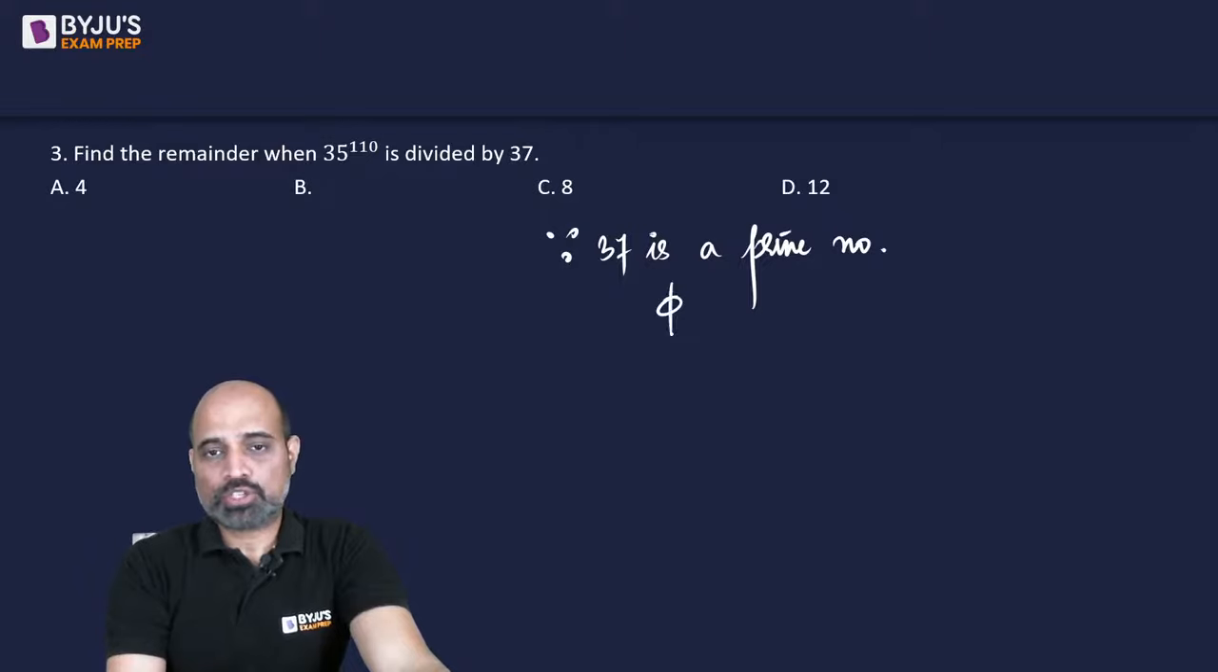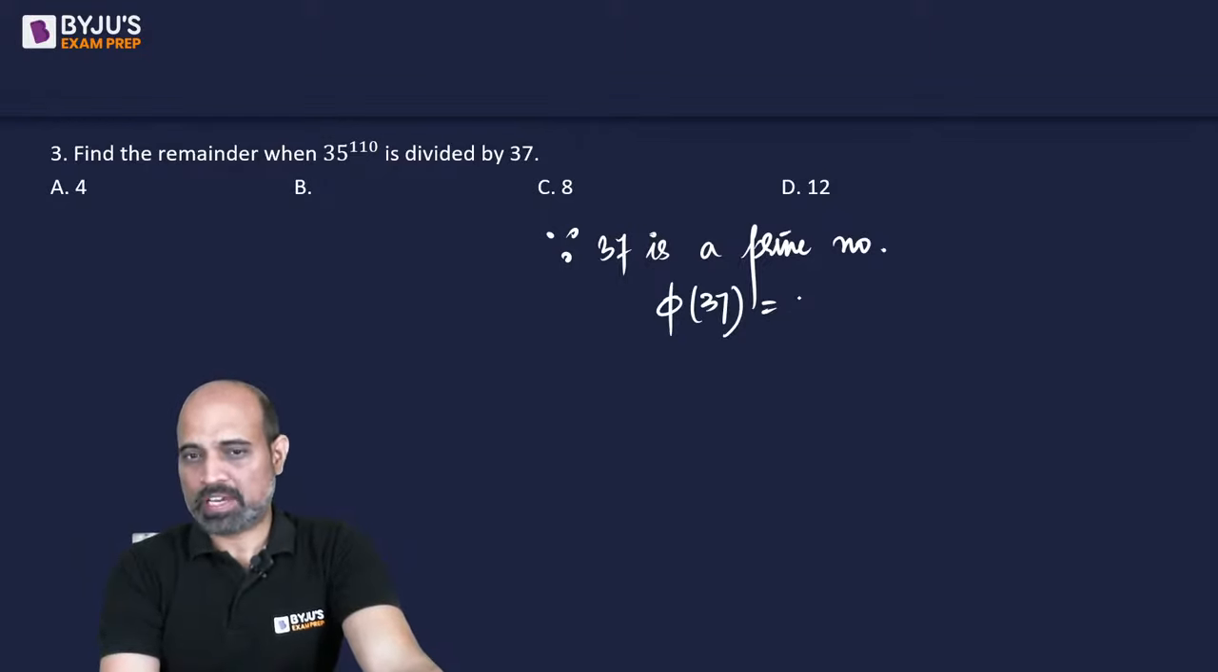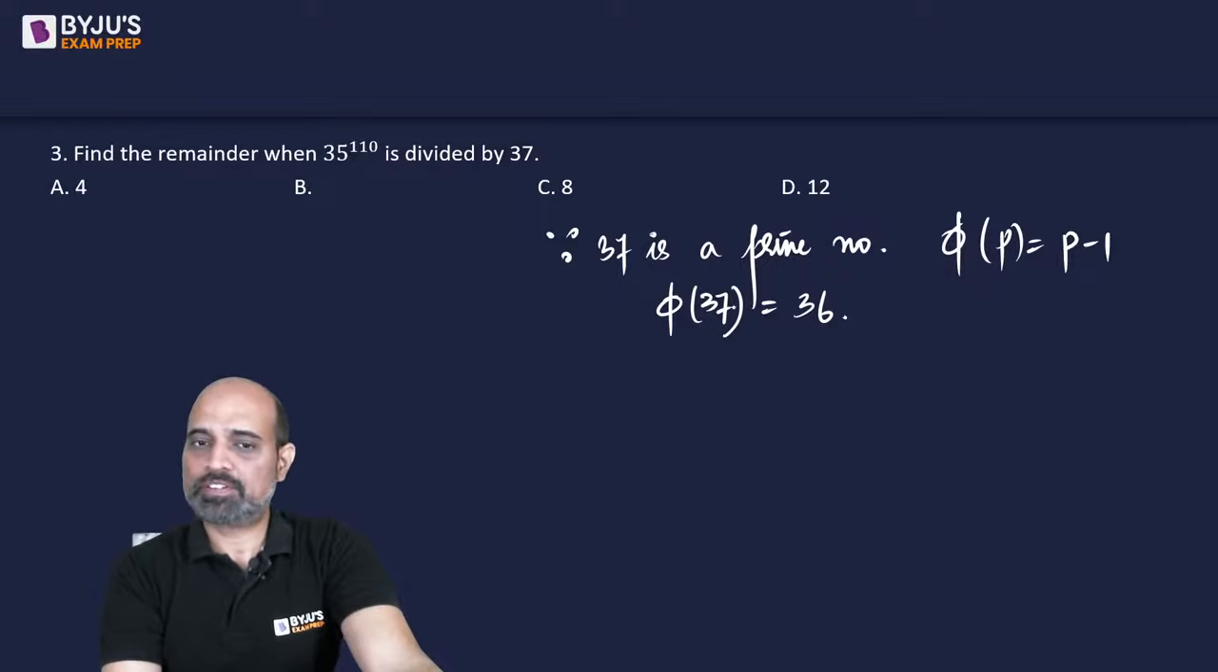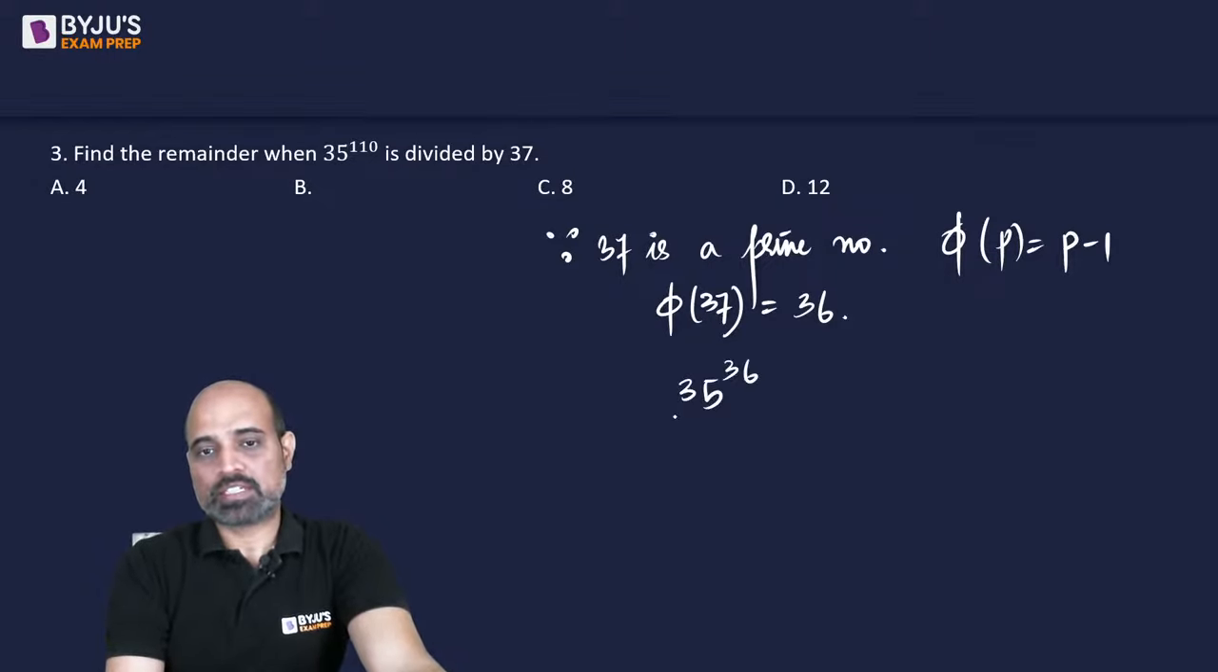We can calculate the totient of 37. The totient of a prime number is always p minus 1, so the totient of 37 is going to be 36. So that means 35 raised to 36 when divided by 37 will give us a remainder of 1.